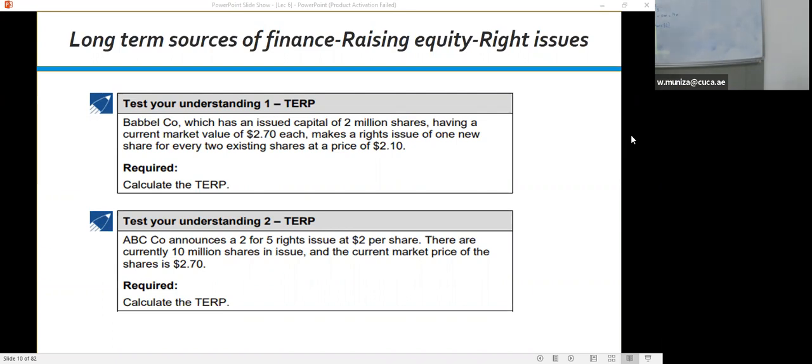Students, in this case, say for example, the theoretical ex-rights price is now 2.5. And if you see the price, the right issue price is 2. And the market value before is 2.7. So what will be the value of right? Theoretical ex-rights price, how much? 2.5. And the market value has been 2.7. So what is the value of right? 0.2. Yeah. Got it? So this is what we are going to discuss in the next example.